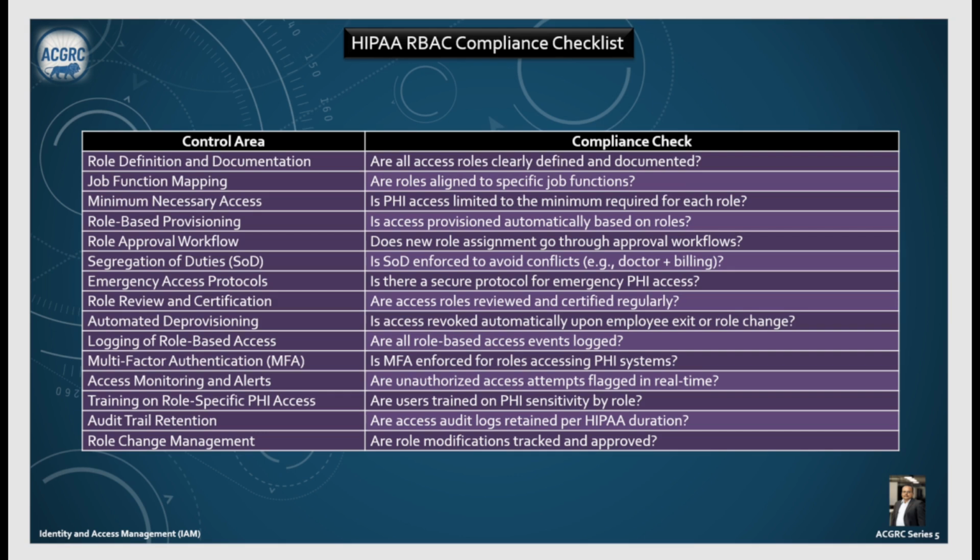To start with, check: Are all access roles clearly defined and documented? Are roles aligned to specific job functions? Is PHI access limited to the minimum required for each role? Is access provisioned automatically based on roles? Does new role assignment go through approval workflows? Is SOD enforced to avoid conflict?